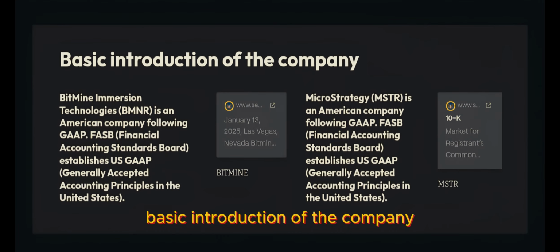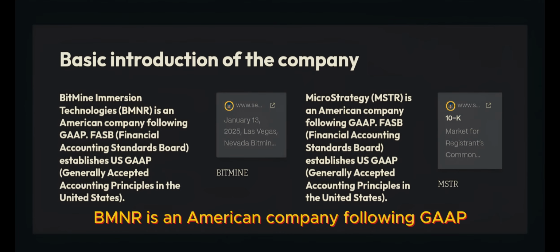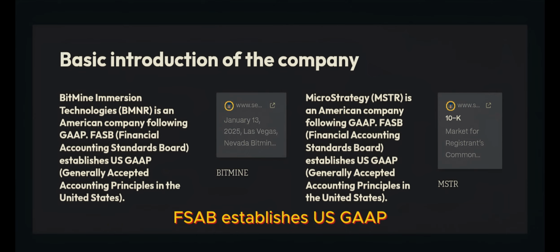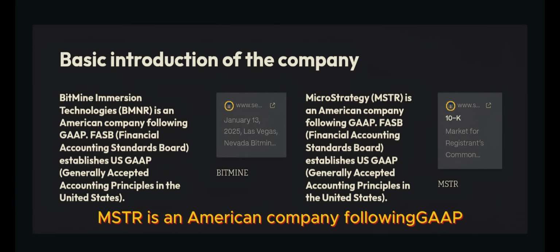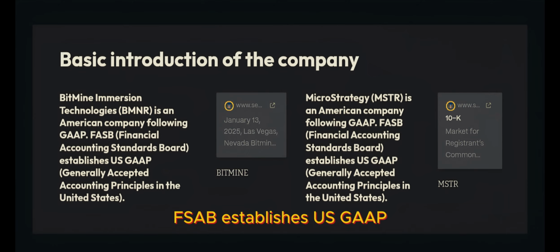Basic introduction of the company. BMNR is an American company following GAAP, FASB, established US GAAP. MSTR is an American company following GAAP, FASB, established US GAAP.